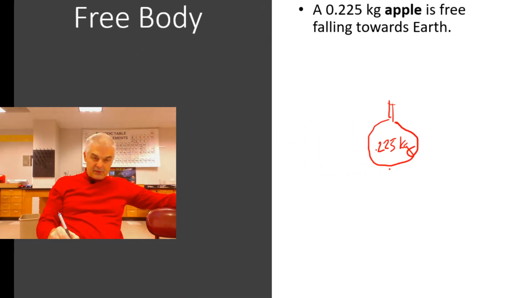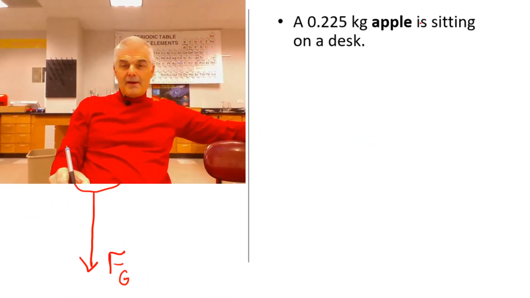So what must be happening if I draw the free body diagram? The force downward, the force of gravity, is downward, right? There's one force acting on it. The apple is falling freely. But what about an apple that's sitting on a desk? This is the tricky one.